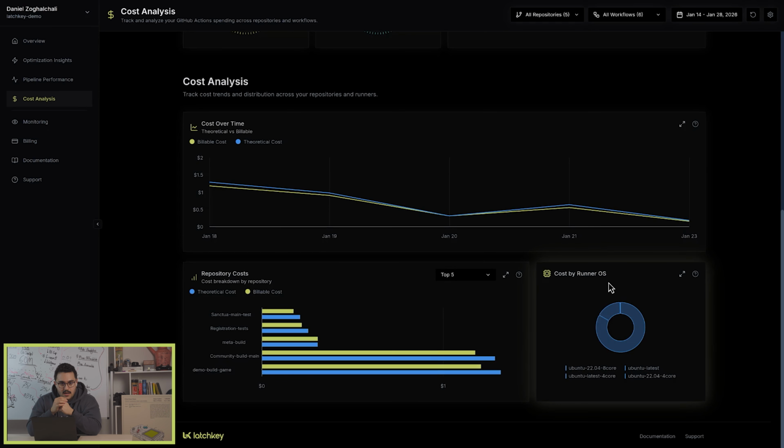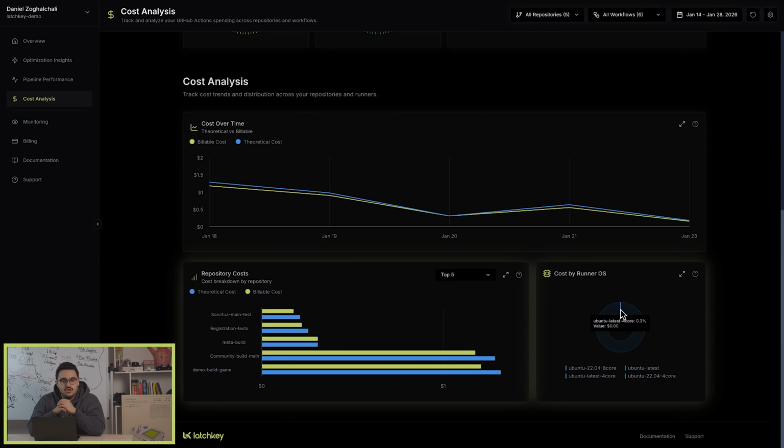Now finally, cost by runner OS shows your cost distribution across different operating systems: Linux, Windows, and Mac OS. This matters because GitHub charges different rates for each. Linux runners are cheapest, Windows costs twice as much, and Mac OS costs 10 times more than Linux. If you're trying to cut costs, this chart can reveal opportunities to shift workflows to cheaper runners.